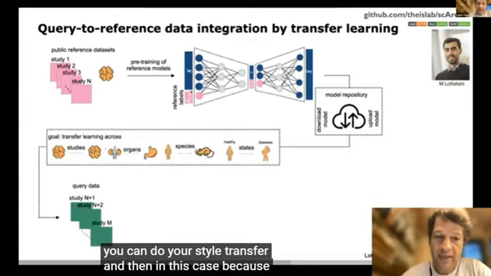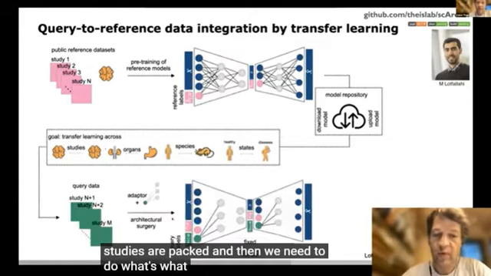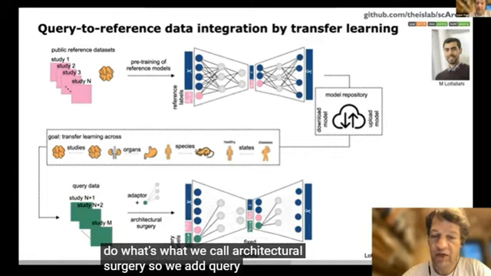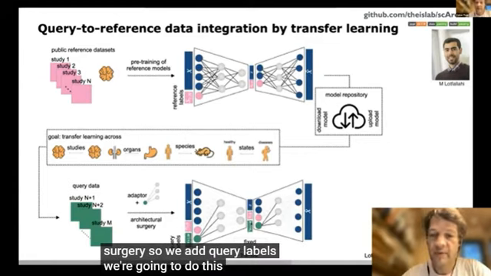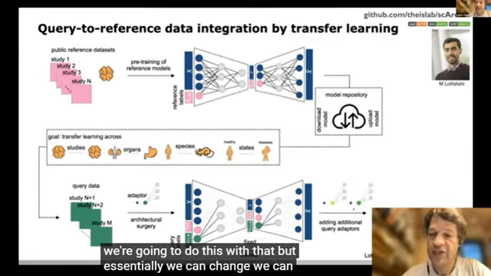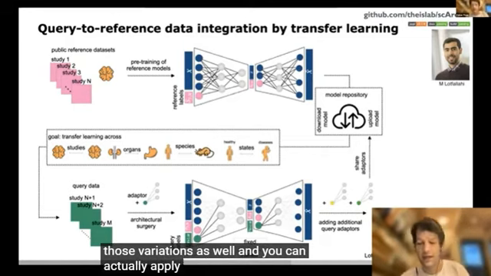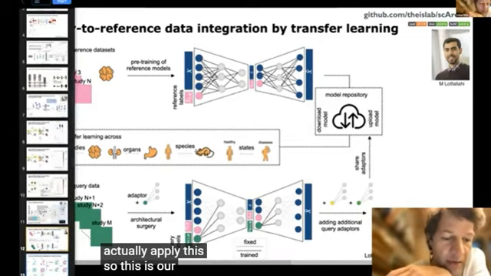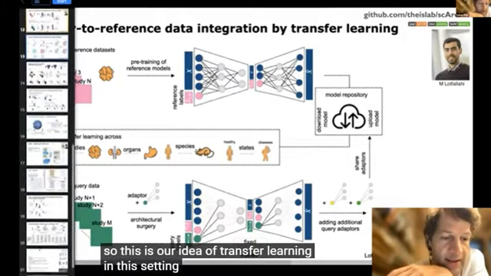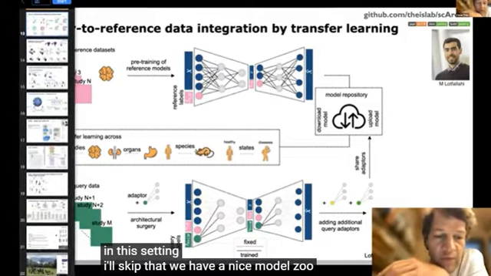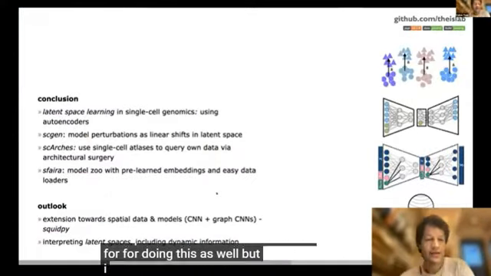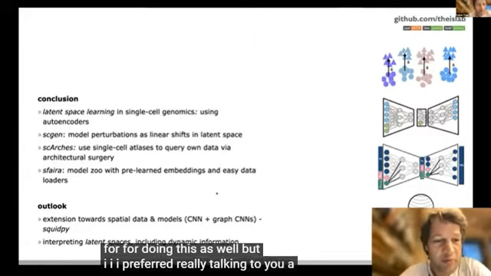And in this case, because the studies are packed in there, we need to do what we call architectural surgery. So we add query labels. I won't go into details with that, but essentially we can share those variations as well, and we can actually apply this. So this is our idea of transfer learning in this setting. I'll skip that. We have a nice model zoo for doing this as well, but I preferred really talking to you a bit more slowly.